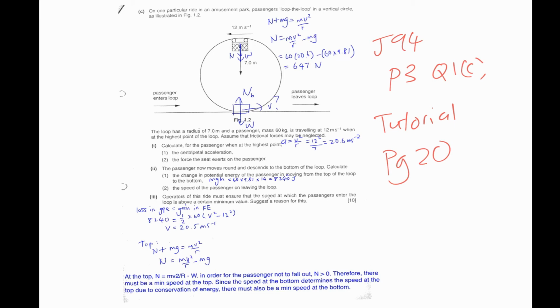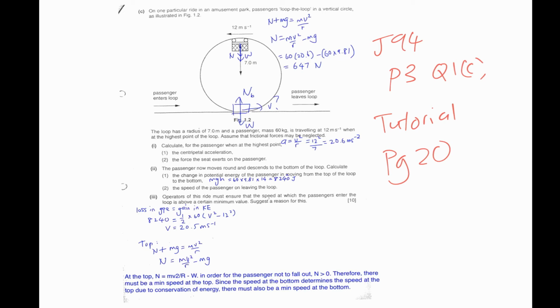Assume that the frictional force may be neglected. So for the passenger at the highest point, find the centripetal acceleration. Now, they only want centripetal acceleration. Do not confuse with centripetal force. So centripetal acceleration has two formulas, v squared over r or r omega squared. So which formula to use?